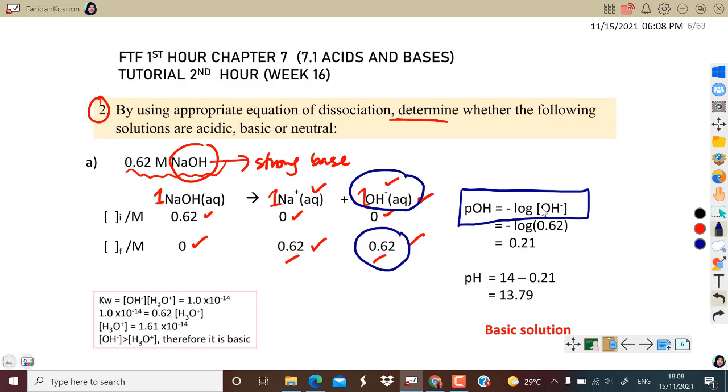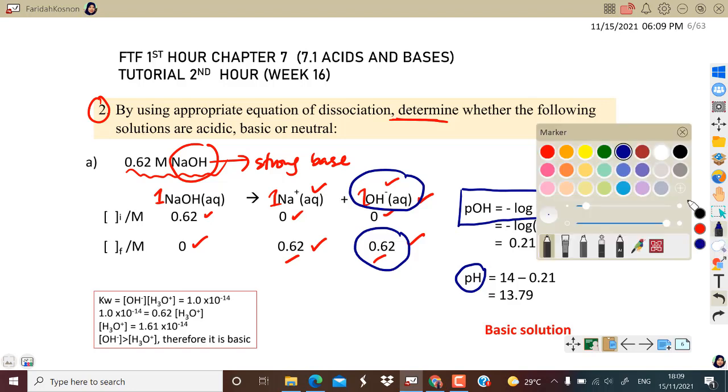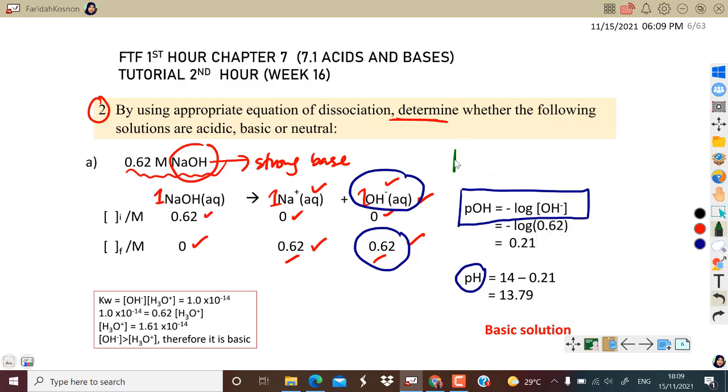Okay, masukkan dalam formula ini where pOH equals to negative log 0.62 which is equals to 0.26. Sorry, 0.21. Tapi 0.21 itu bukan pH, itu pOH, yang mana pOH tu adalah negative log concentration OH minus. Kita kena kira pH. So, macam mana nak kira pH? Kita ada satu tadi perkaitan. Apa dia? pKw equals pH plus pOH which is equals to 14.00.